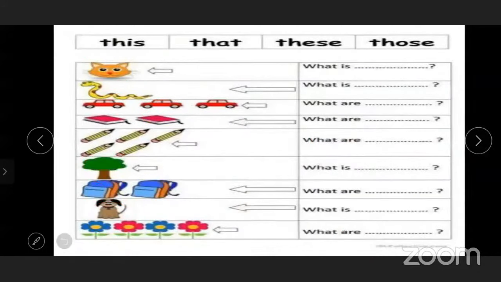Yes. What is this? This here. So what is this? The arrow is short. So what is that? What is this? This is very good. So you can write here this. What is this? Is it far or near? Far. So we can write here this.